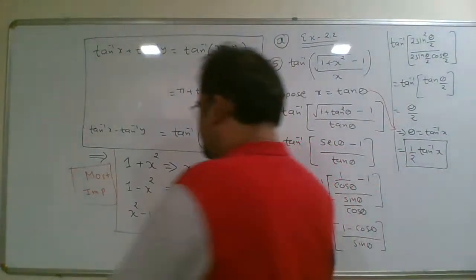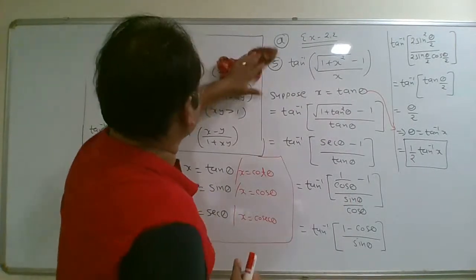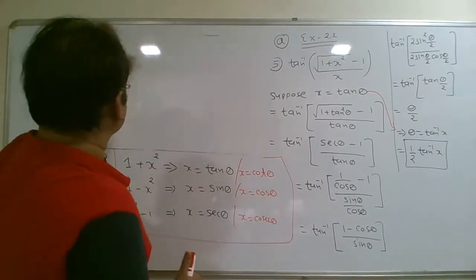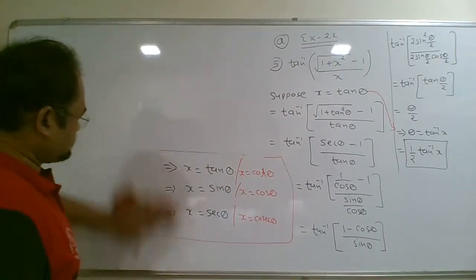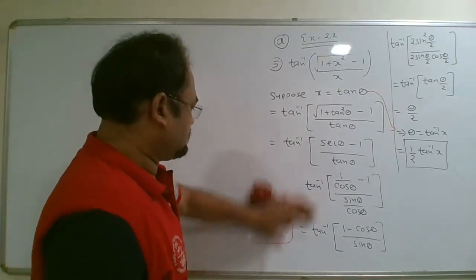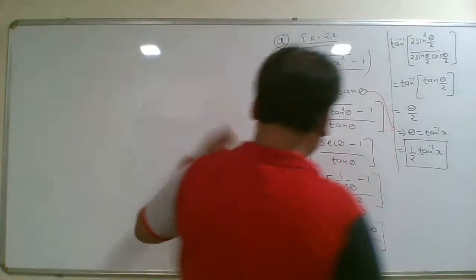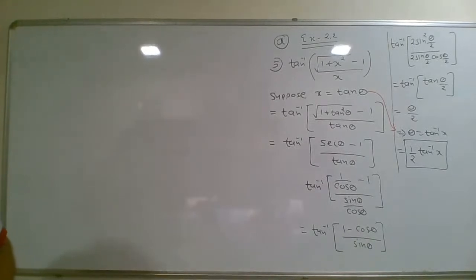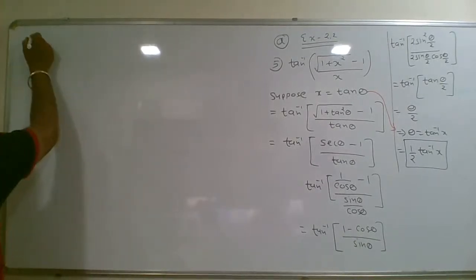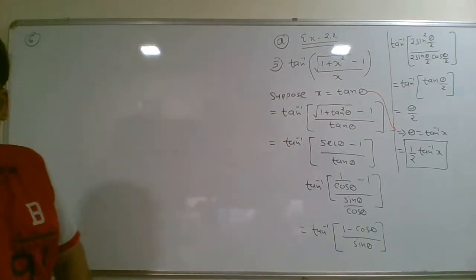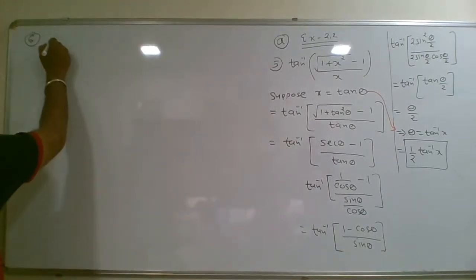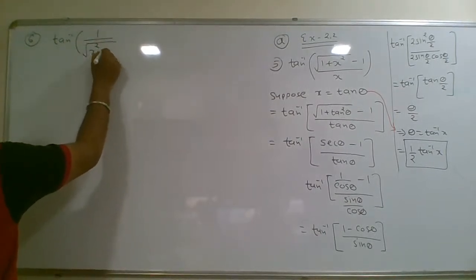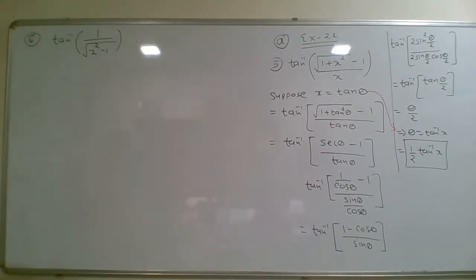Okay, now next question. Question number 6. Tan inverse of 1 upon under root x square minus 1.